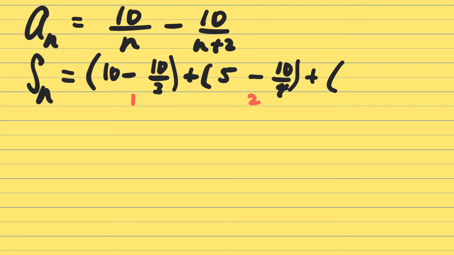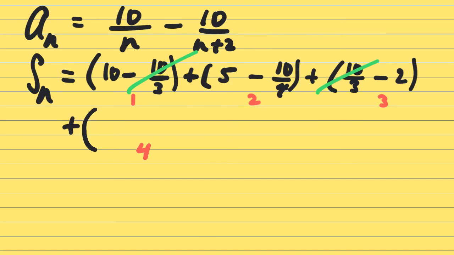Moving up to 3, 10 over 3 minus 10 over 5, because it'll be 10 over 3 plus 2. All right. Now, I do already spot a cancellation here and there, but I'm going to go ahead and build out some more terms, maybe 2 or 3 more. We need to keep building until we get consecutive cancellations. And you'll see what I mean here in just a minute.